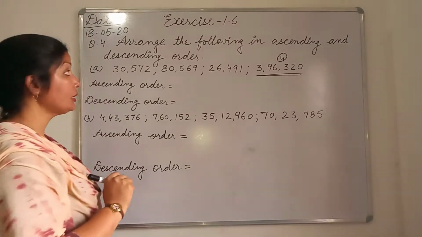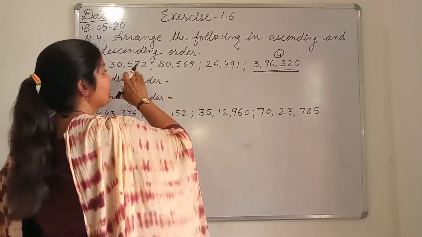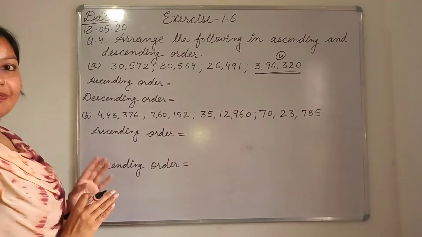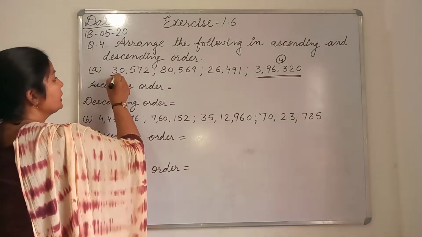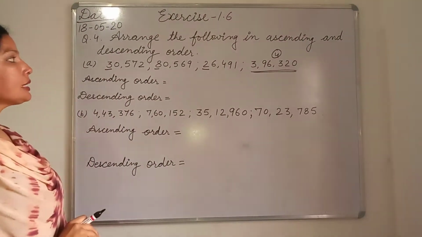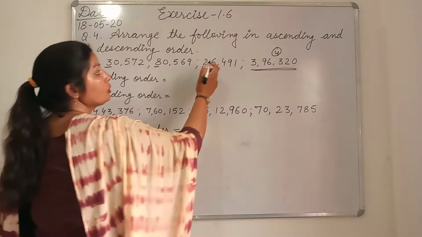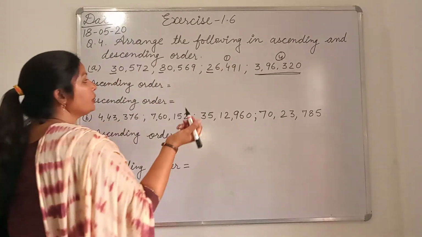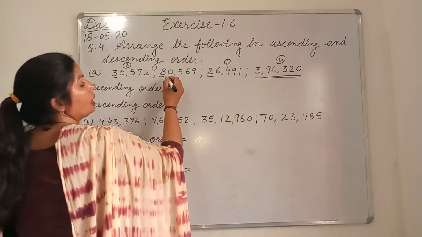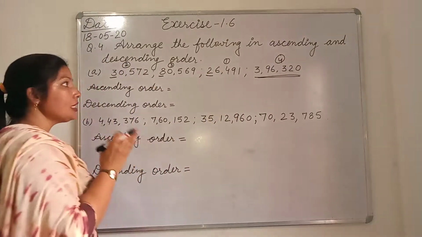Then we compare these three numbers because all three have 5 digits. So now we check the first column from the left-hand side. There is 3, there is 8, there is 2. Which one is the smallest? 2 is the smallest, so in ascending order it comes first. Then 3 is bigger, so it comes second. And after that 8 comes third, and in the last this one.